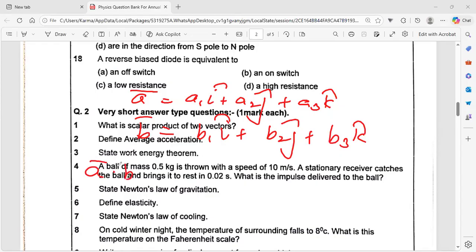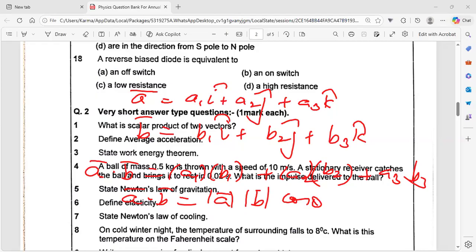So when I say A bar dot B bar, it is A1 B1 plus A2 B2. This is the Cartesian vector product, plus A3 B3. And the definition of a dot product, A bar dot B bar, is mod A mod B cos theta. That was like that.